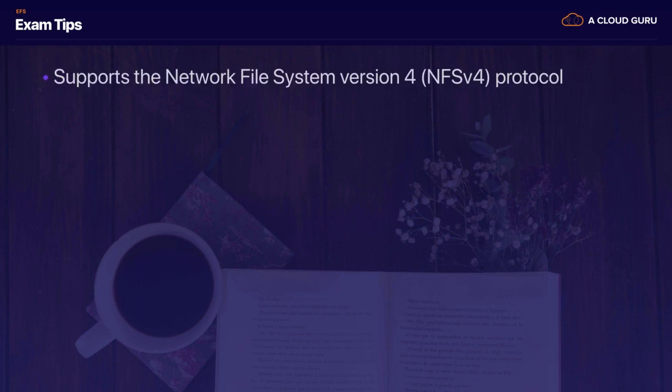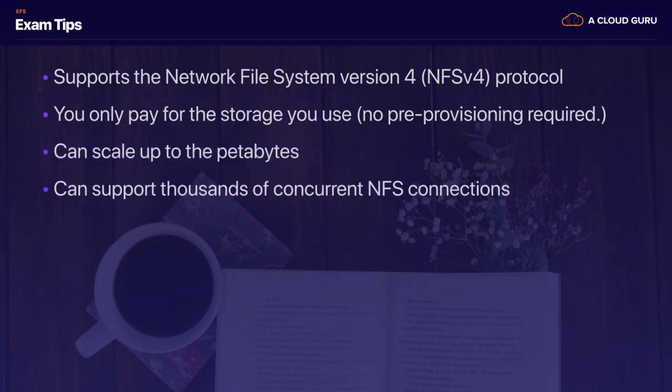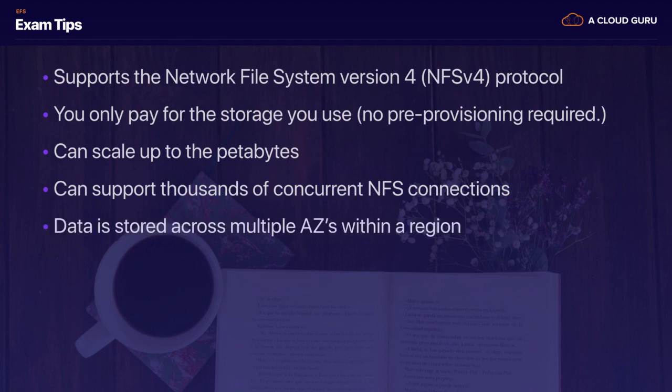Well, EFS supports a Network File System version 4 or NFS v4 protocol. With EFS, you only pay for the storage that you use. There's no pre-provisioning required. It's not like EBS where we have to say, hey, I want an 8 gig EBS volume. We basically just pay as we go. It can scale up to the petabytes, and it can support thousands of concurrent NFS connections. And then data is stored across multiple availability zones within a region. And in terms of the consistency model, it's always read after write consistency.